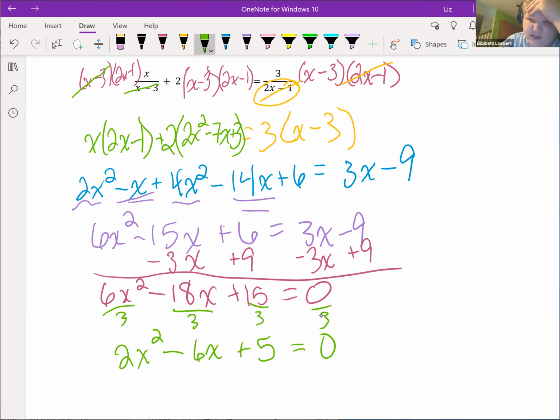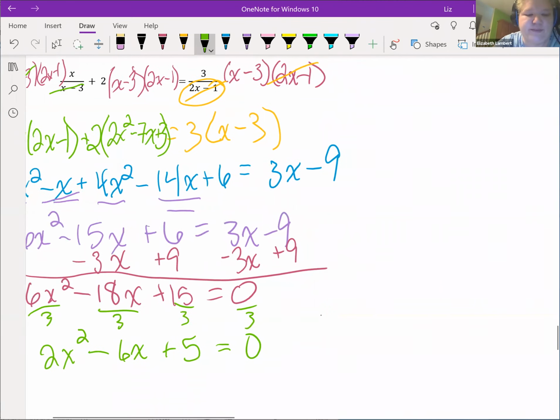2 times 5 is 10. You know, I don't think that factors. Did I make a mistake? You gotta love how that's my gut reaction. It doesn't factor, so there must be a mistake. 2x squared minus 7x plus 3, yes. 2x squared minus x, 4x squared minus 14x plus 6, 3x minus 9. So it's 15x and 6x squared. It's 2, 6, 5. Huh. Wow. Quadratic formula it is. So let me recopy that up here.